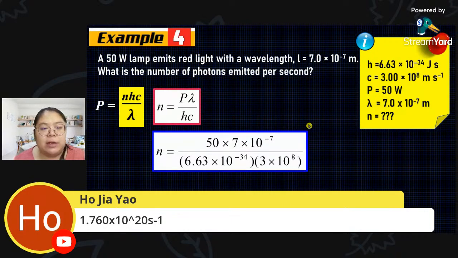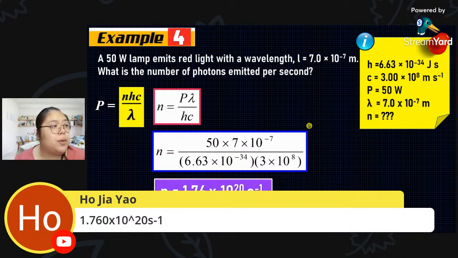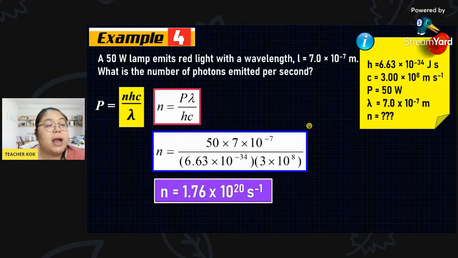Okay, after that we go to show. 1.760, yeah, correct. Jia gave me 4 significant figures. Ling Han also the same. Ling Han, 1.76 is actually okay. But if they say 4 significant figures, it is better we put 1.760 times 10 to the power of 20. Then after that, remember the unit must be put, per second. So this one is the answer for example number 4.